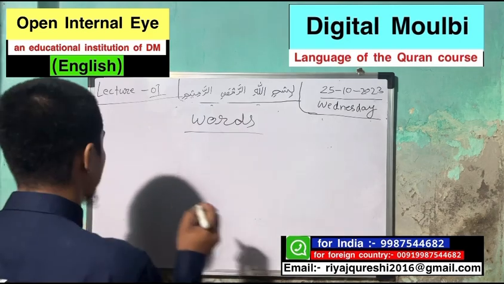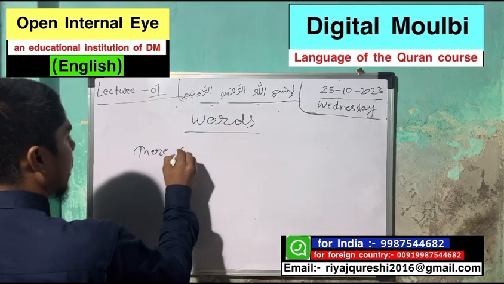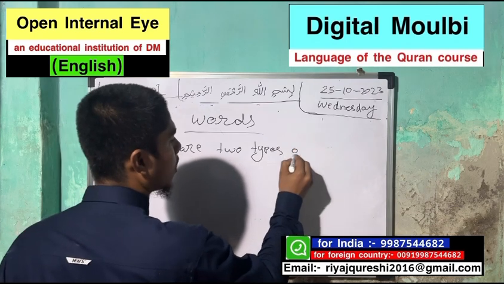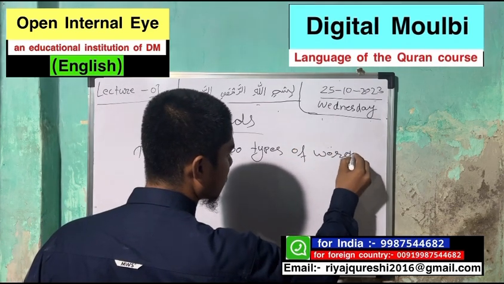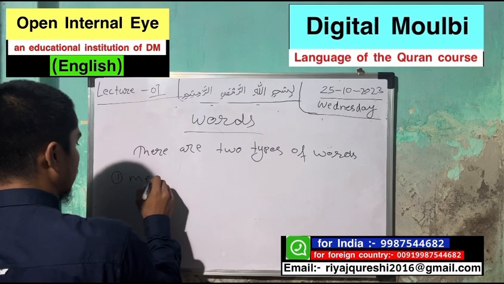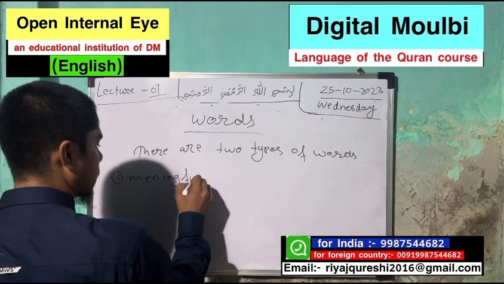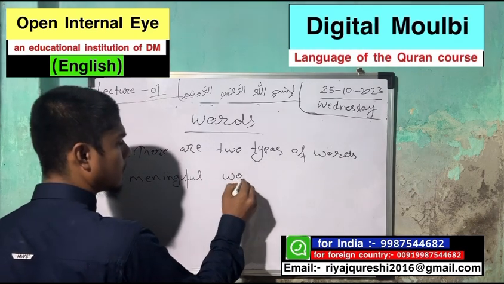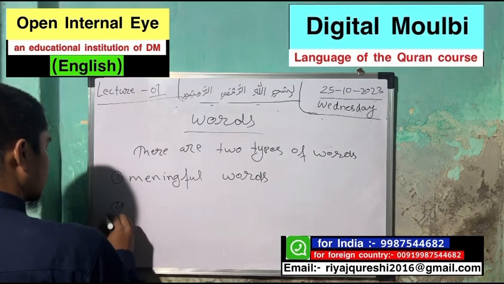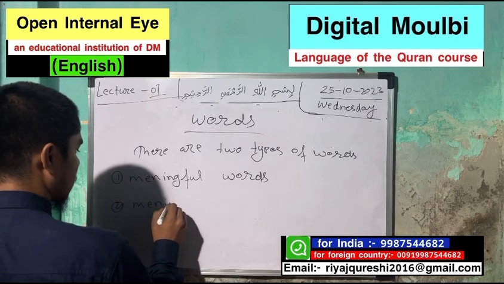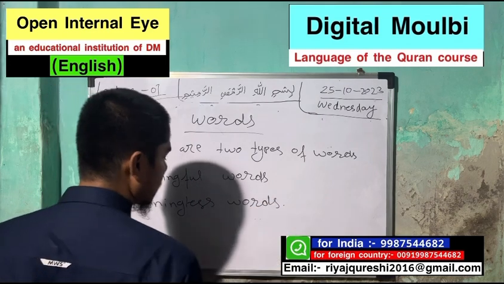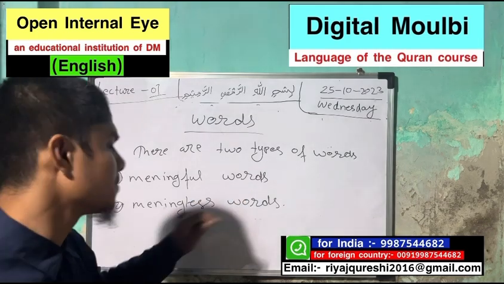Okay. So what are the types of word? There are two types of words. Number one is meaningful words, and number two is meaningless words.